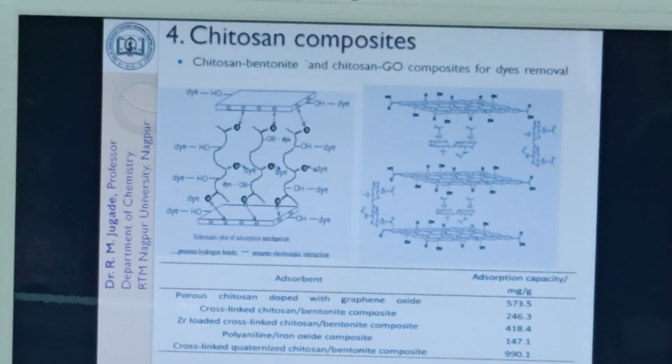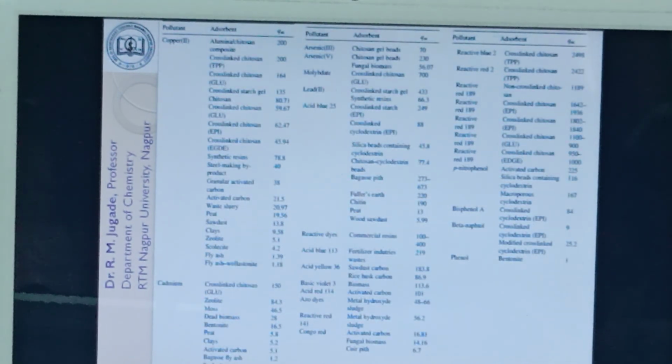The fourth way of modifying chitosan is the formation of chitosan composites. The composite formation means the chitosan chains are composited with various types of materials like graphene oxide, bentonite, etc., and it gives a very good adsorption tendency for various materials. A very large number of examples are available in the literature for chitosan-based materials for the removal of various toxic elements as well as molecules.